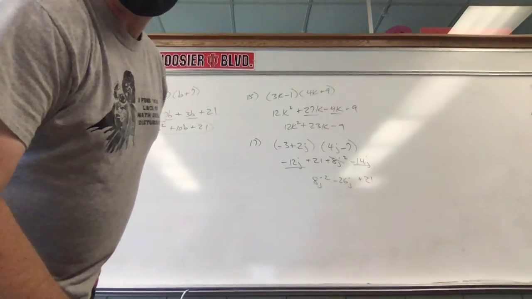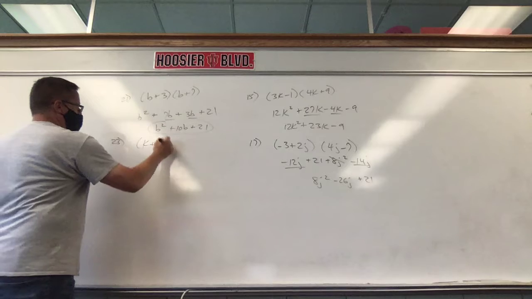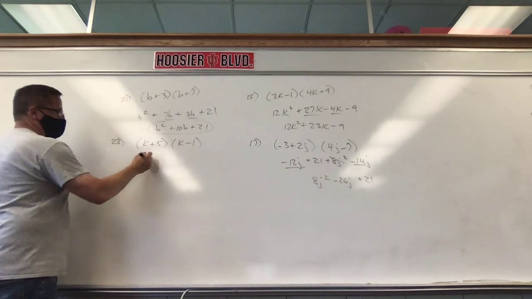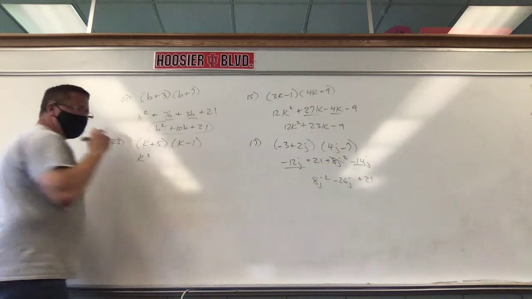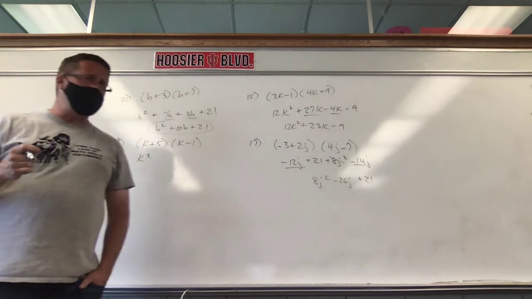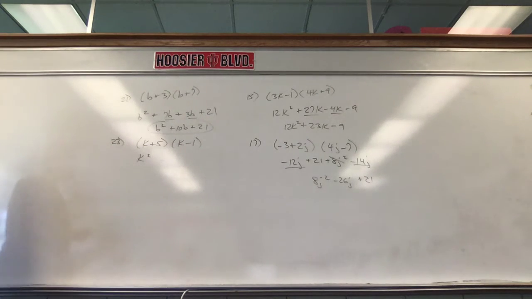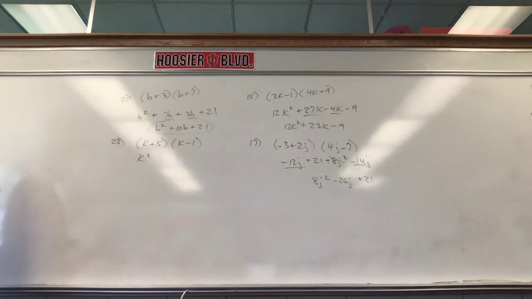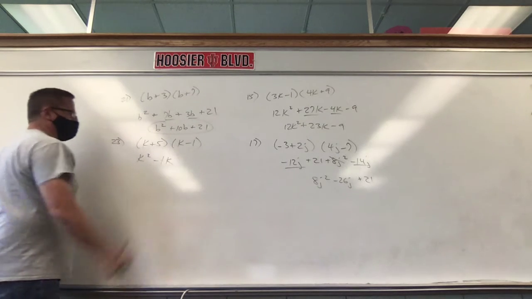Okay, FOIL method, k plus 5, k minus 1. First terms are k times k, that's k squared. Outers is k, and again, be careful here. If I say be careful in this class, 99% of the time, you know what I'm talking about? Negatives. Watch the negatives. Students miss those all the time. Our outers are k and negative 1. K times negative 1 is negative 1k.